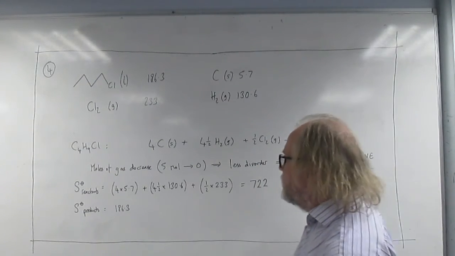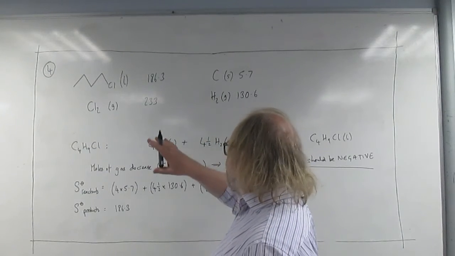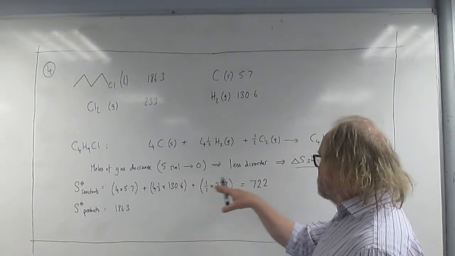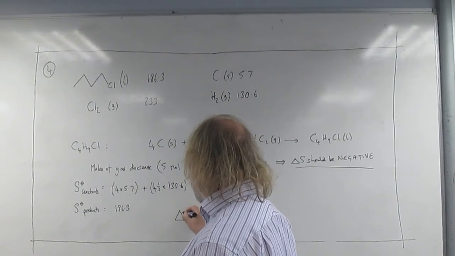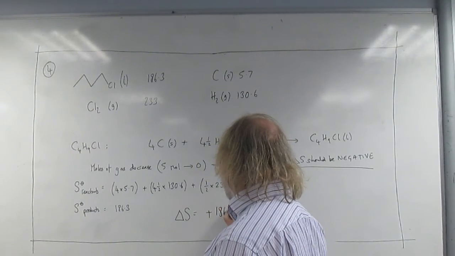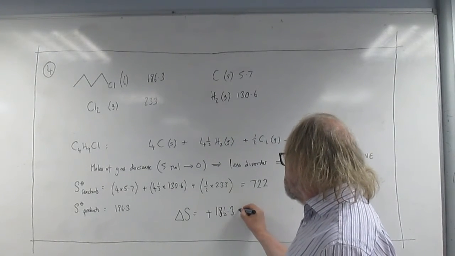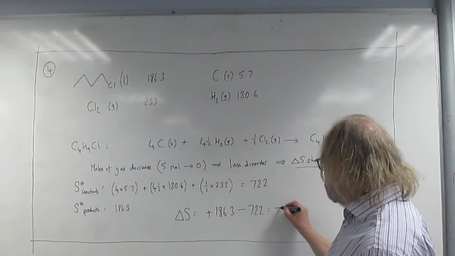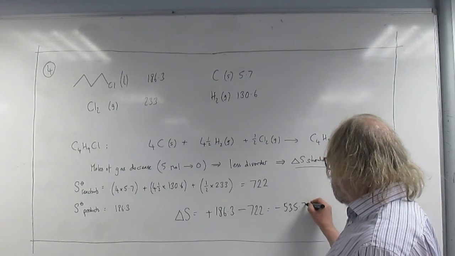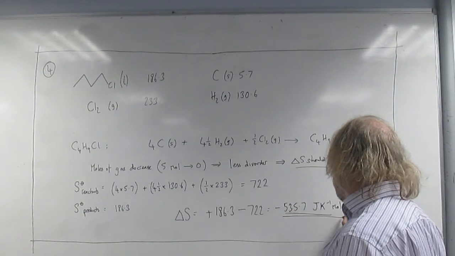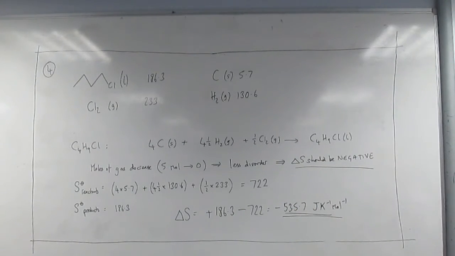and so again we can do the subtraction, so make sure you get it the right way around. We're gaining the product, so it's plus that. We're losing the reactants, so it's minus that. So we get that delta S is equal to plus 186.3 for the chlorobutane, minus the entropy of all those reactants, so minus 722 is minus 535.7 is your answer. And remember, the unit of entropy is joules per Kelvin per mole. Don't forget to put units on your answers. So that's the value you should get for delta S.